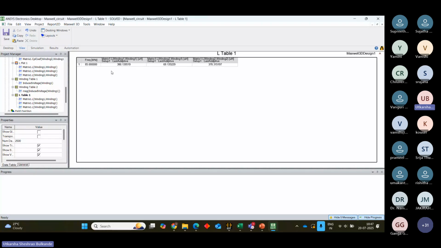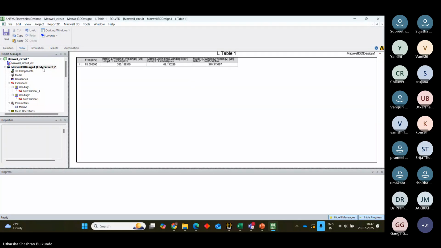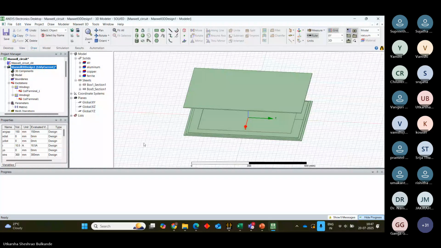Then what is the self-inductance of the secondary coil? You can see it from here, right? 378.315 microhenry, right? And your mutual inductance is 69.1352, right? So this is done. Now we have to calculate the value of your capacitor.